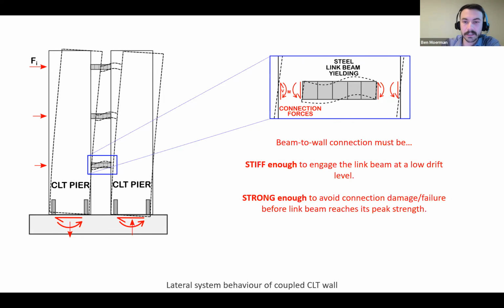So this connection, generally speaking, we can say it needs to be stiff enough, so we're actually engaging and putting that beam into bending. It's also got to be strong enough, so we avoid connection damage before that link beam reaches its peak strength. And this is basic capacity design.